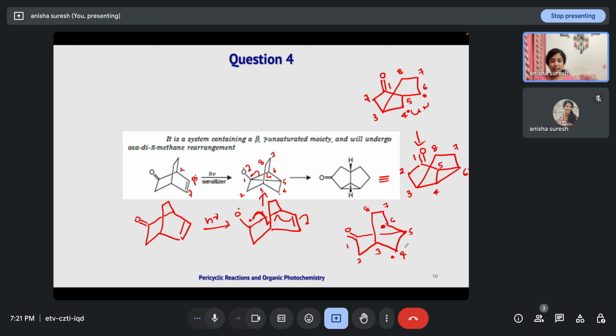Now if we will redraw it, it will be in this fashion. Now this can be redrawn into this. Okay, this structure and this structure, they are identical. This can be redrawn into this, and when this 4 and 6 will recombine, it will result in the formation of this one, which is identical to this final product. So this reaction is an example of oxa-di-π-methane rearrangement, which is important in organic photochemistry. Is it clear?